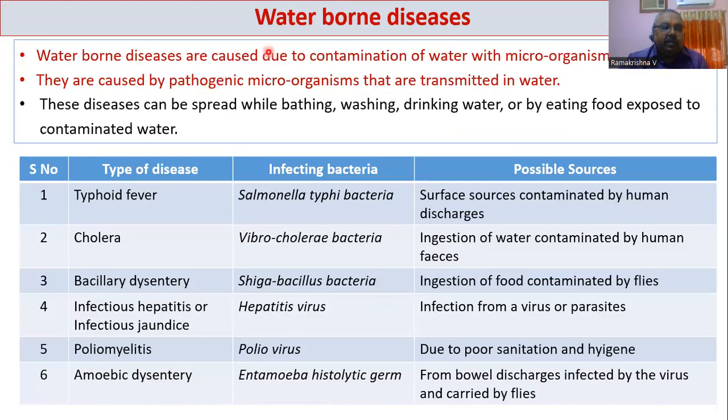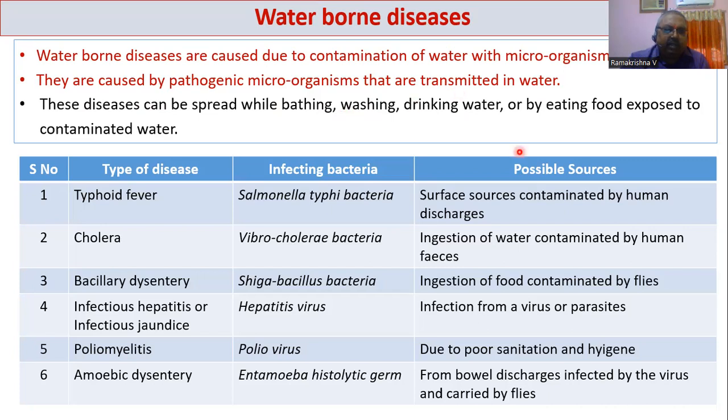So waterborne diseases are caused by contamination of water with microorganisms and viruses. They are caused by pathogenic microorganisms. Pathogenic microorganisms means harmful bacteria that are transmitted in the water. These diseases can be spread while bathing, washing, drinking water, where you get exposed to that contaminated water, or by eating food exposed to contaminated water.